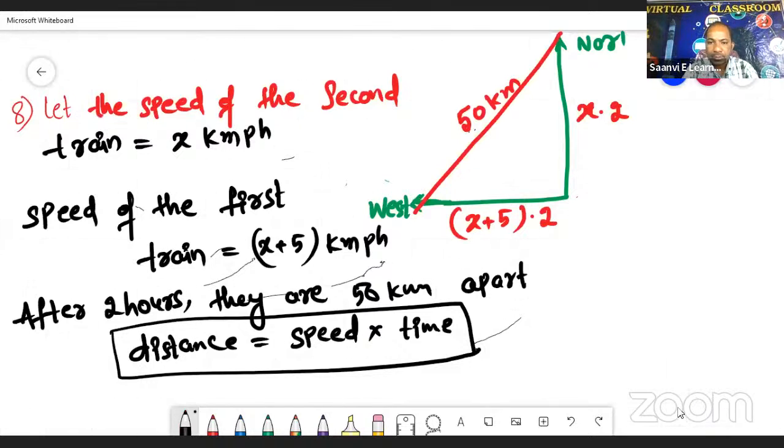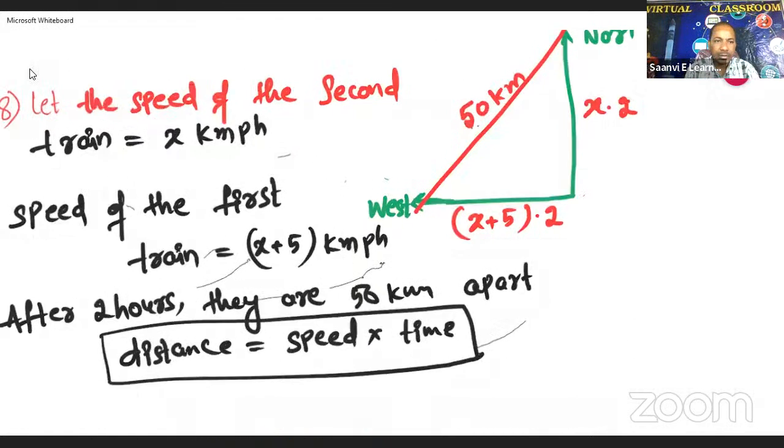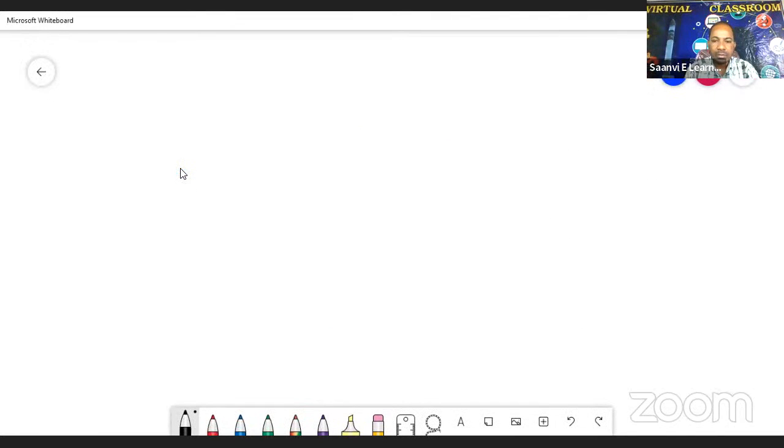How to move this page? You want to previous page?